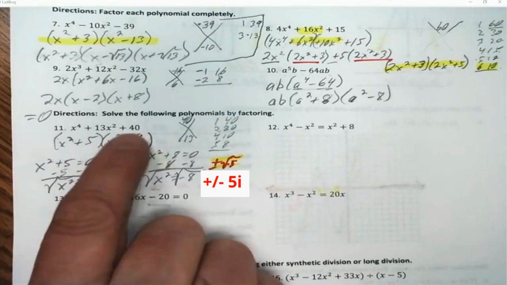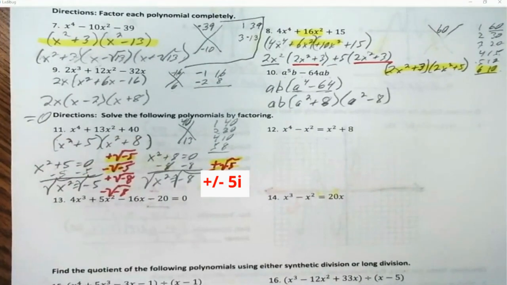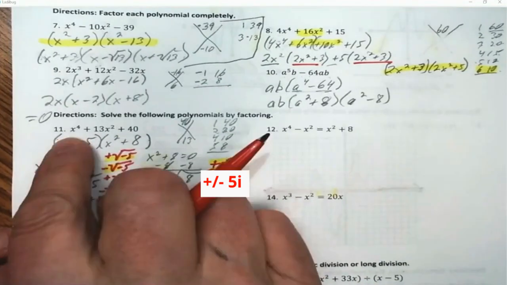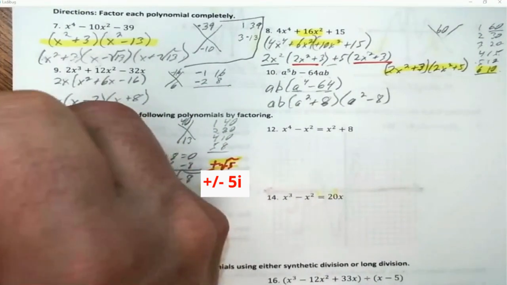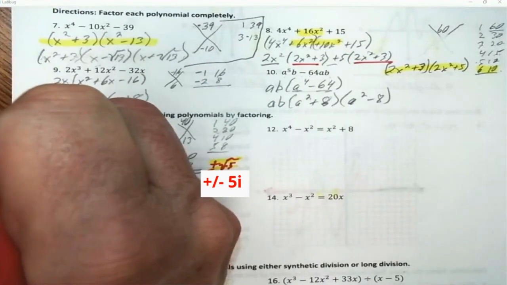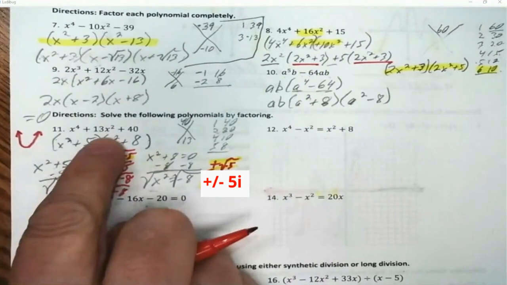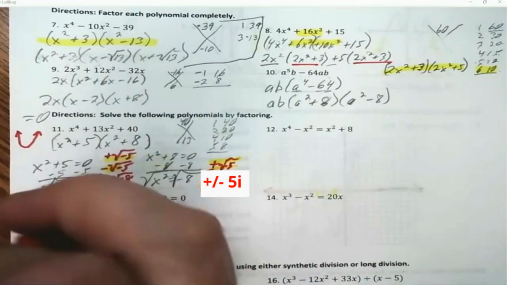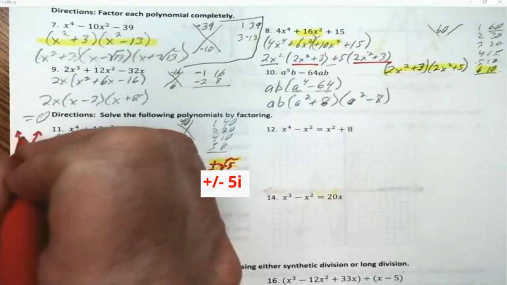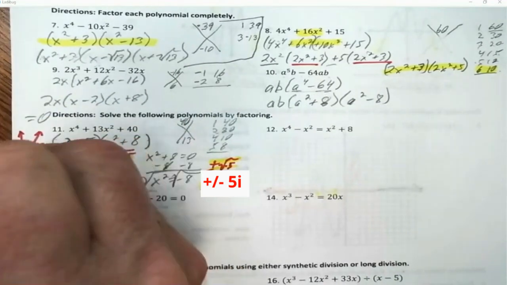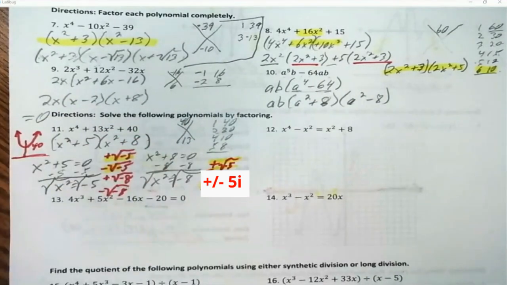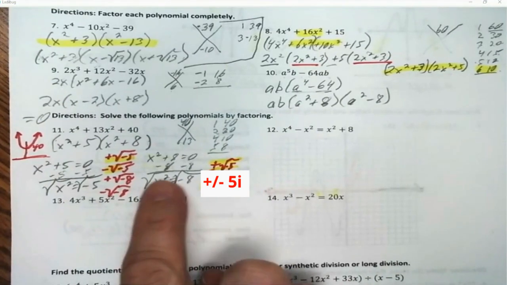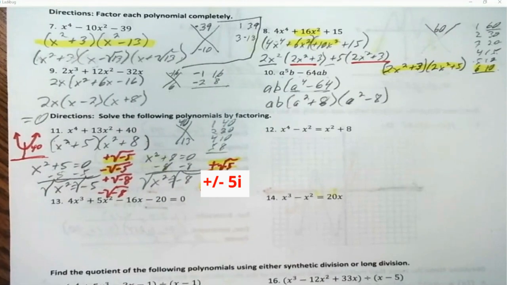Because if you graph that, this equation will not touch the x-axis anywhere. The reason we know that is because it's x to the fourth, it's even, so it's going to look like this. It's going to go up because it's a positive coefficient, but the y-intercept is 40. This is way up at 40. The x-axis is way down below that, so it never touches the x-axis. That's why all the solutions are imaginary, because there are no real solutions to that.